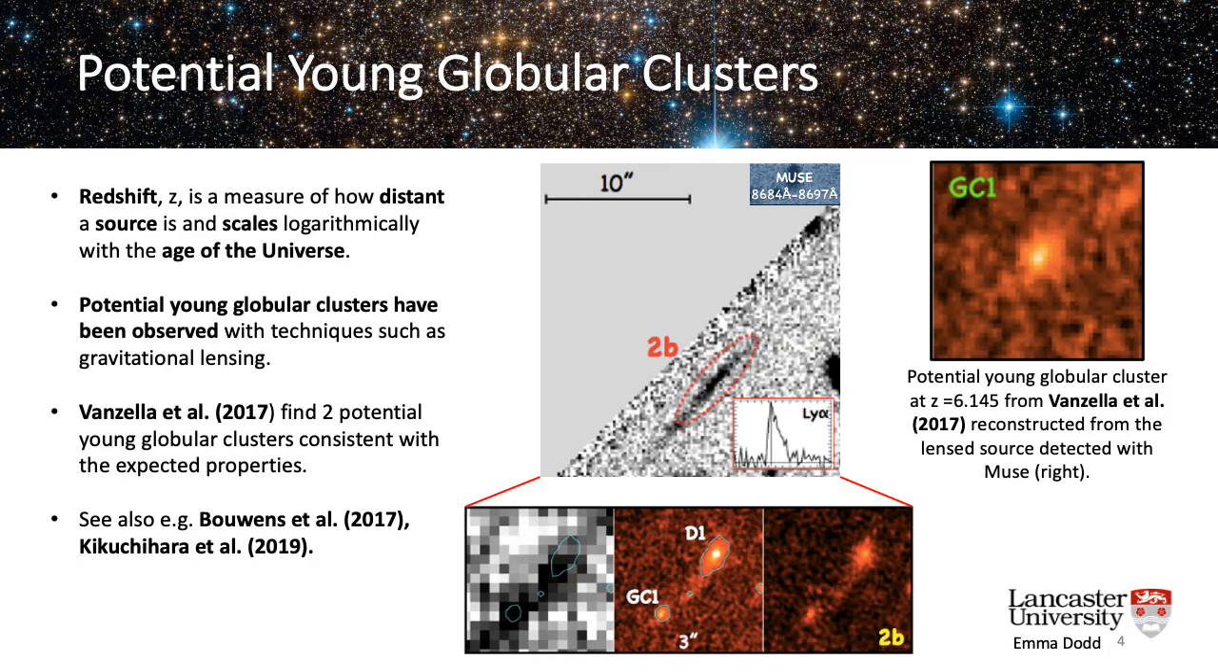Many studies, such as the example shown here by Van Zeller et al. 2017, have found potential young globular clusters through observations at high redshift. However, it is then difficult to determine if these young star clusters will actually evolve to resemble the globular clusters that we see in the Milky Way today. This is where my study comes in.